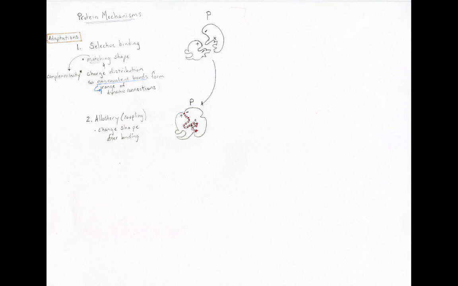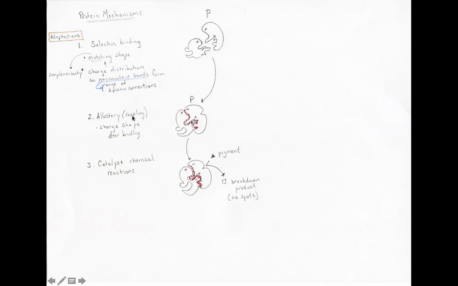So depending on the partners involved, they can stay together for just a very brief time if there are only a few non-covalent bonds, or they stay together for a lot longer if there are more non-covalent bonds. So it results in a range of dynamic connections between parts. Okay, so the third thing then is catalyzing chemical reactions.